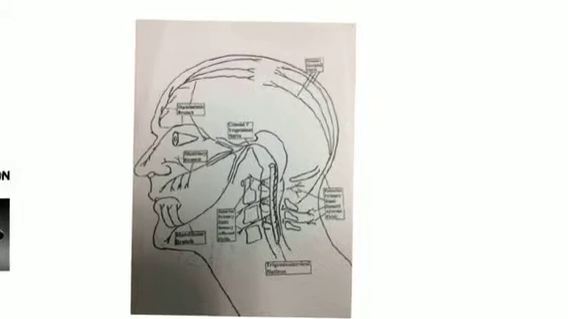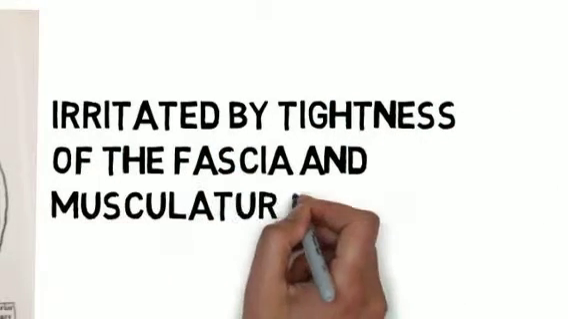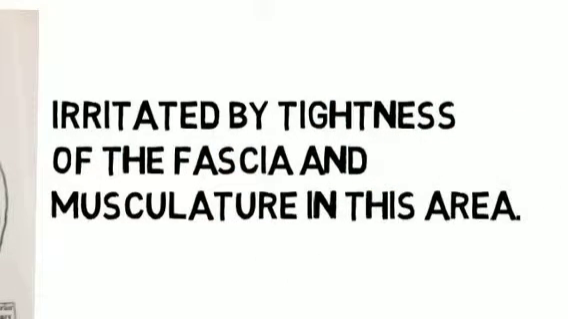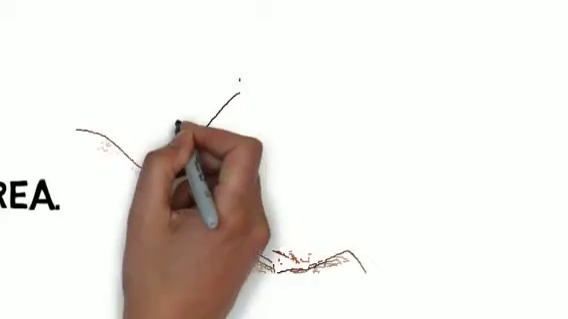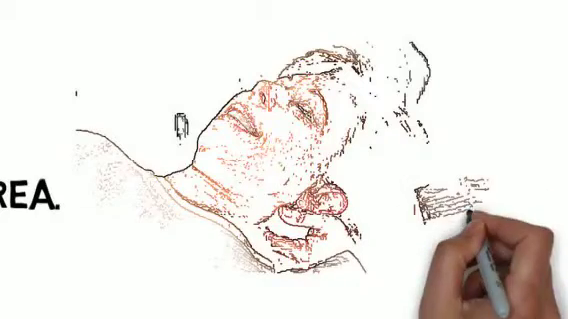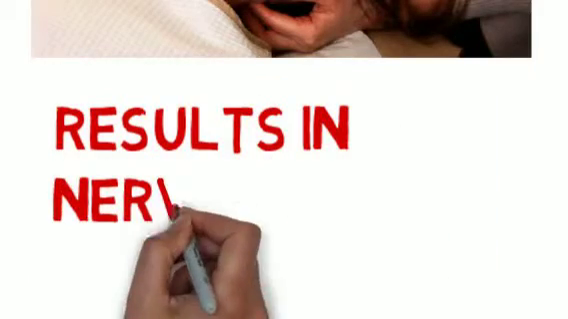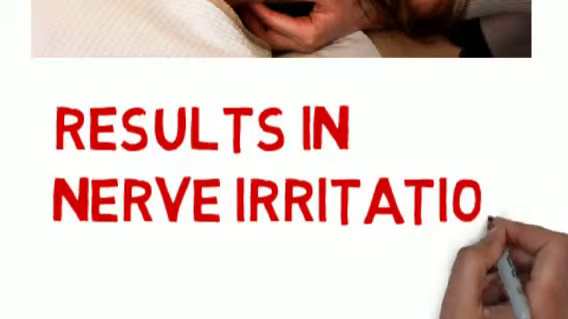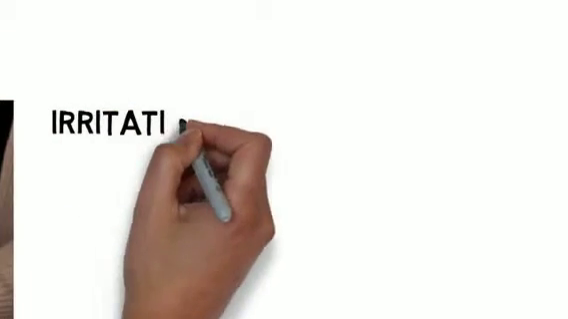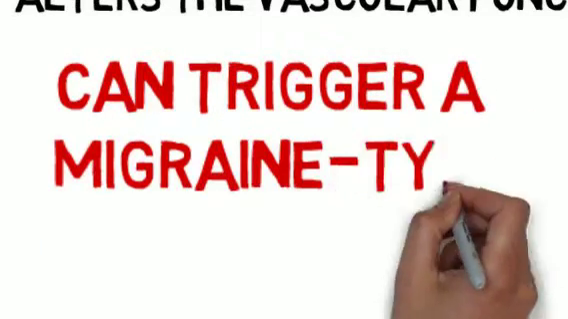A. A suboccipital nerve supplies the back of the skull where it comes out between the base of the skull and the first vertebra. This nerve can be irritated by tightness of the fascia and musculature in this area. B. There is now evidence that a ligament between the upper two cervical vertebrae attaches to the meninges, which cover the spinal cord. Traction on this ligament when these vertebrae do not move correctly results in nerve irritation. C. Irritation of the autonomic nervous system alters the vascular function in the head and can trigger a migraine-type headache.